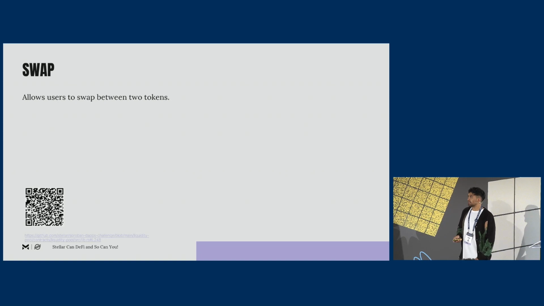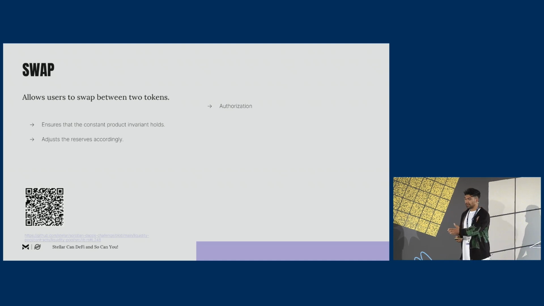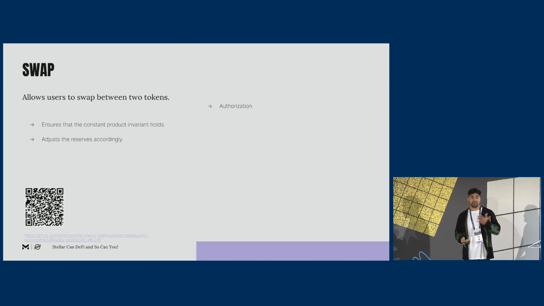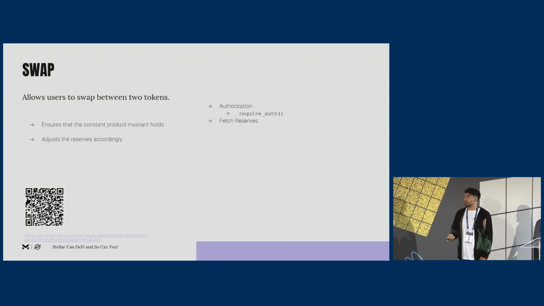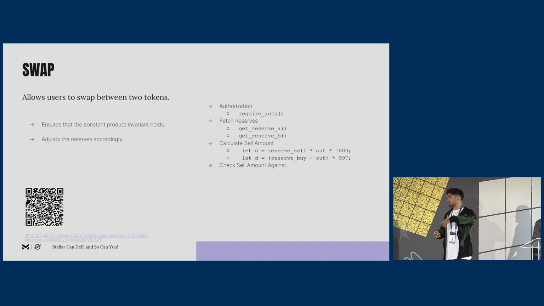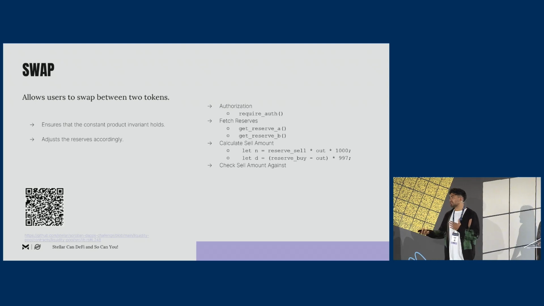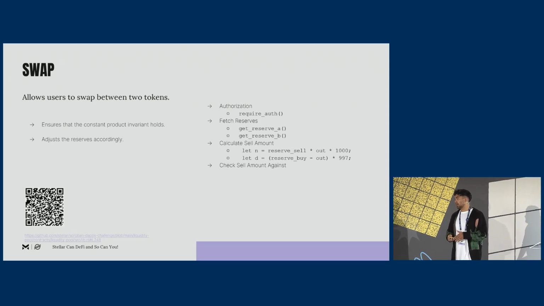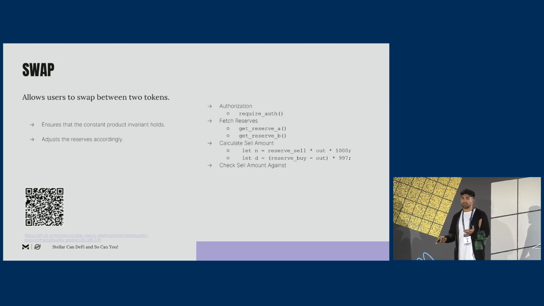So next up, we have swap. This simply allows users to swap between 2 tokens. So you're essentially depositing or selling a token and buying a token. And again, we're going to follow the same pattern here with authorization, fetching those reserves, calculating the sell amount, because we have to maintain an invariant of 3%. So no matter how large or small the reserve scale, users who support this liquidity pool by providing liquidity will always earn a 0.3% fee.